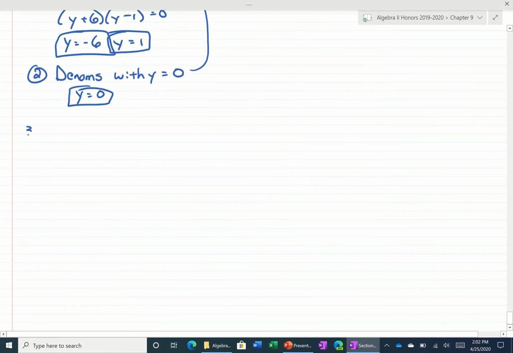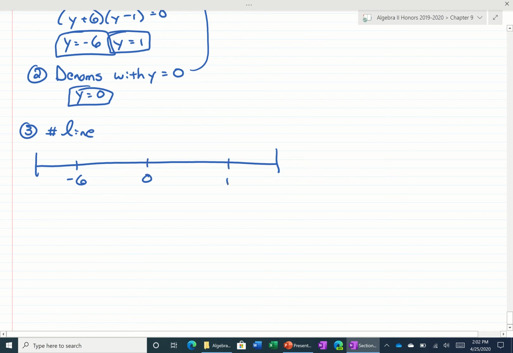And when we go to make our number line for step 3, on my calculator, instead of typing in y plus 5 is less than or equal to 6 over y, I'm going to make it so it's less than 0, so it's just easier for me to type in.